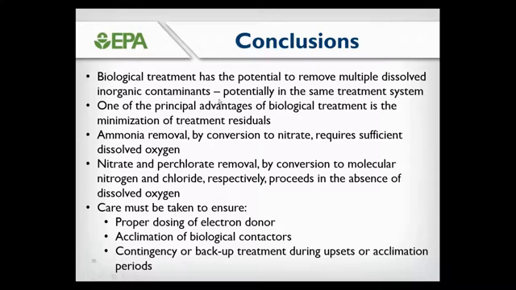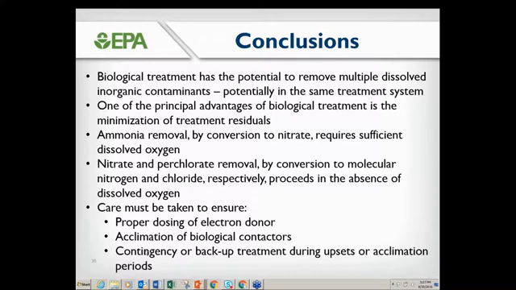nitrate. So, moving to conclusions, biological treatment has the potential to remove multiple dissolved inorganic contaminants, potentially in the same treatment system. One of the principal advantages of biological treatment is the minimization of treatment residuals. Ammonia removal by conversion to nitrate requires sufficient amounts of dissolved oxygen. Nitrate and perchlorate removal by conversion to molecular nitrogen and chloride, respectively, proceeds in the absence of dissolved oxygen, and care has to be taken to ensure proper dosing of the electron donor, proper acclimation of biological contactors, and some type of contingency or backup treatment during upsets or acclimation periods.